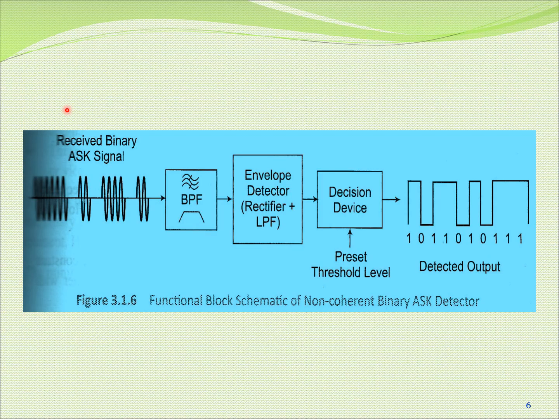Now, if we go for the non-coherent binary ASK detector method, the only difference we can see here is we don't use any phase lock or any carrier modulator here. The received signal is just band pass filtered. The envelope is detected using a rectifier plus low pass filter combination, and the same decision device, where the received signal is compared with the threshold. If it is greater than threshold, 1 is the output. If it is less than threshold, 0 is the output. So this is a very simple binary ASK detector based on non-coherent. At the same time, the error probability of this method is higher compared to the coherent method.